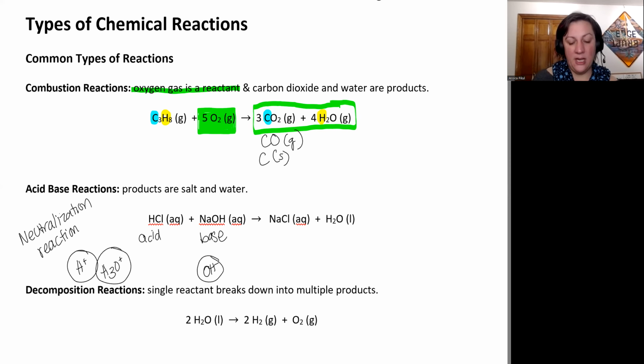So here we're showing hydrochloric acid and sodium hydroxide form sodium chloride and water. So we have something that is a low pH, which is an acid, and a high pH, mixing to form a neutral pH, which would be around 7. So to identify an acid-base reaction, you're really looking for a salt and water as a product.